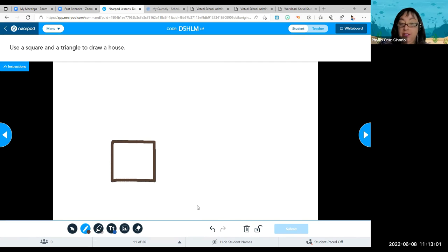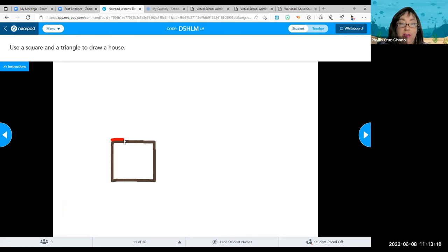Where's my Post-it notes? Yeah. And now it says also use a triangle, and I'm going to fit them together to build a house. Oh, that sounds like fun. Okay, here I go. Let's try a new color for the triangle. All right, here we go.